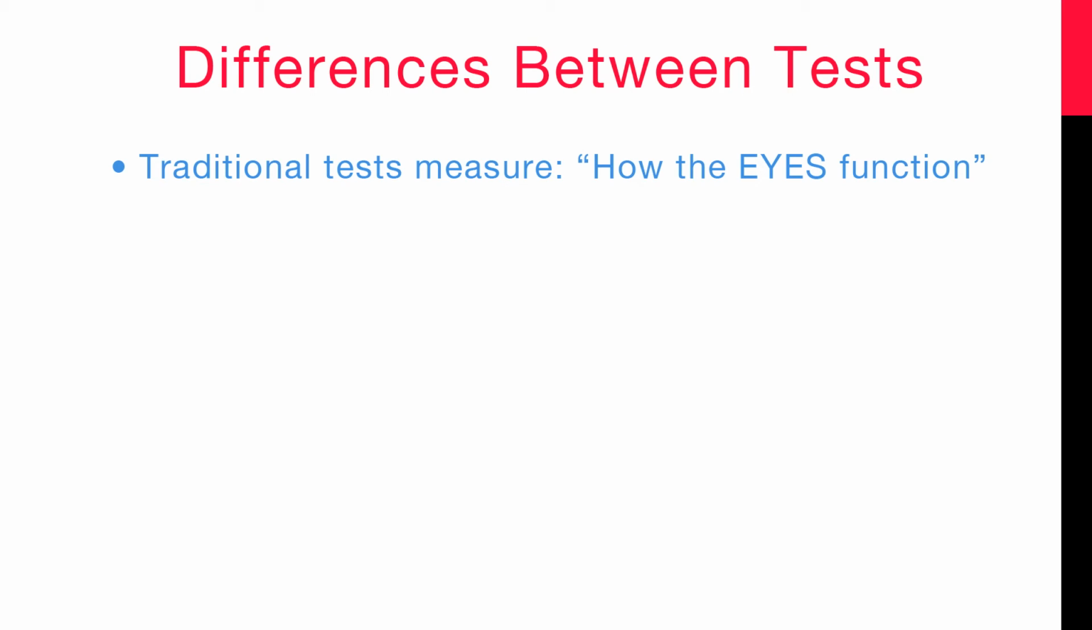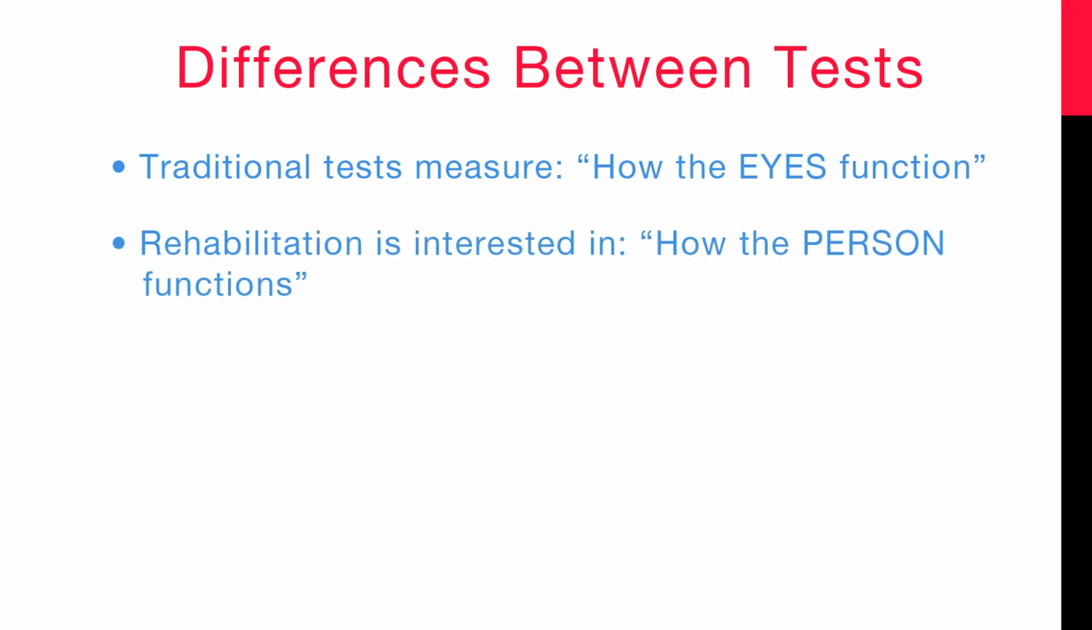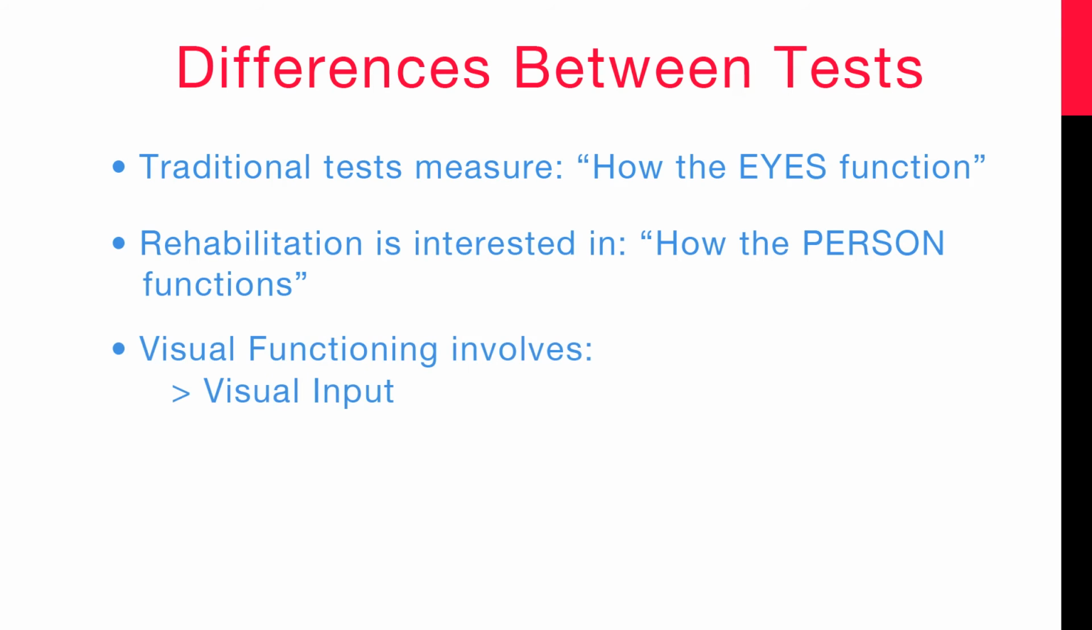Traditional tests test only how the eye functions, and that is why we call ourselves eye doctors. But rehabilitation is interested in how the person functions, and that's why we do not talk about eye rehabilitation, but about vision rehabilitation. Visual functioning is dependent on visual inputs from the eye, no doubt, but it also involves cognitive processing.